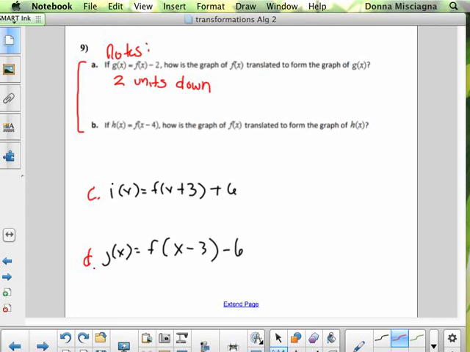If h of x equals f of x minus 4, notice it's in the parentheses, how is the graph of f of x translated to form the graph of h of x? So in the parentheses, and it's a minus, this is going to be 4 units right.